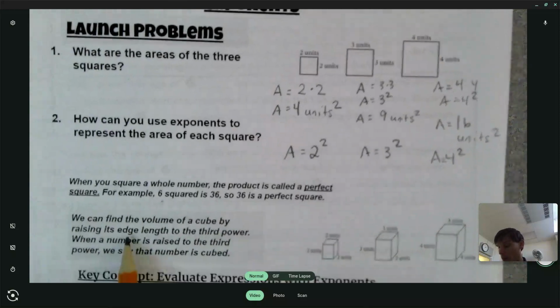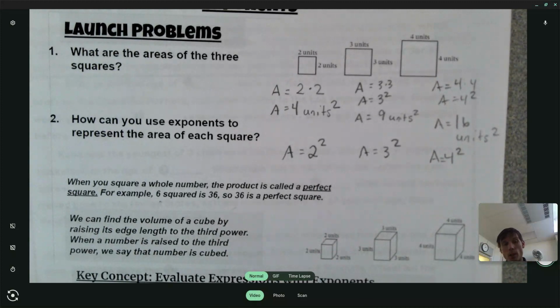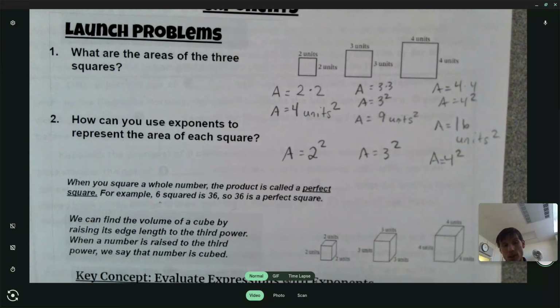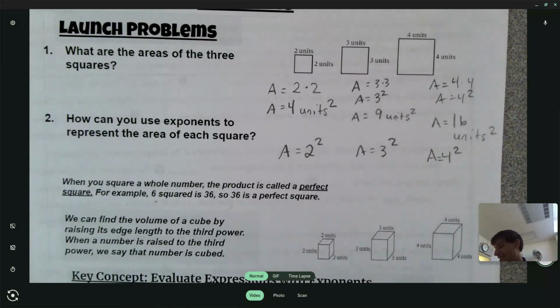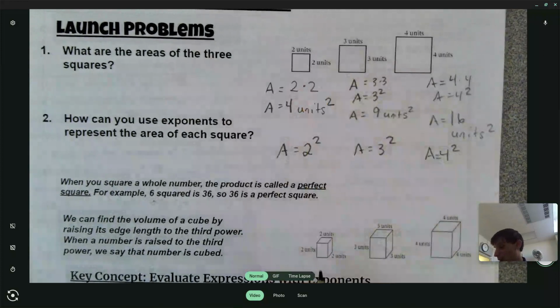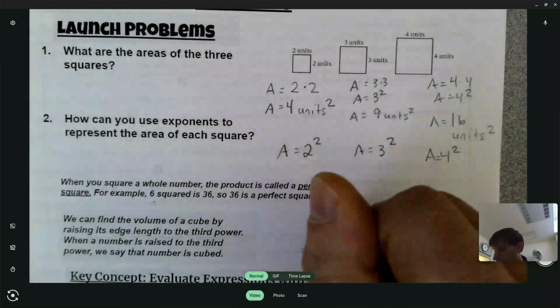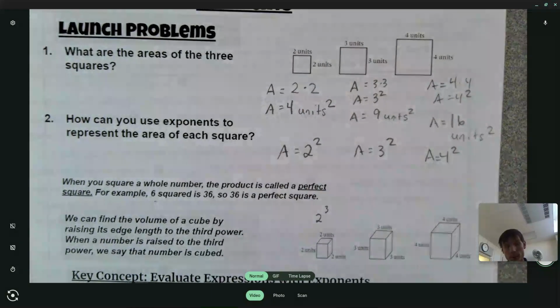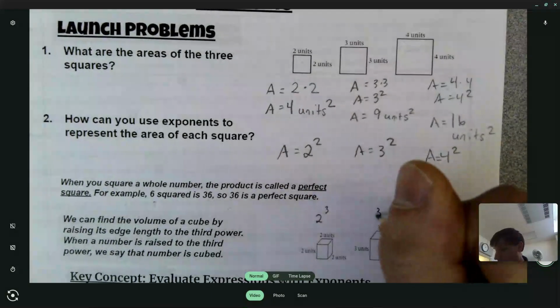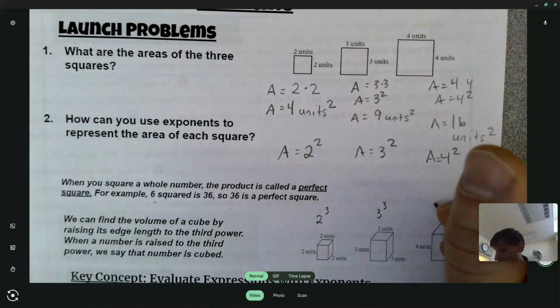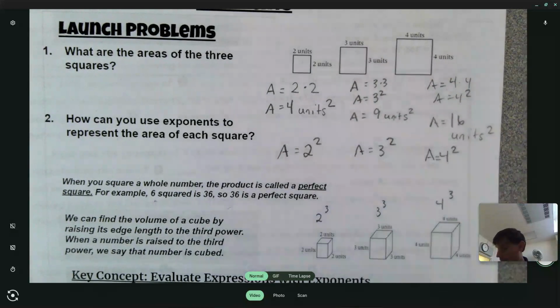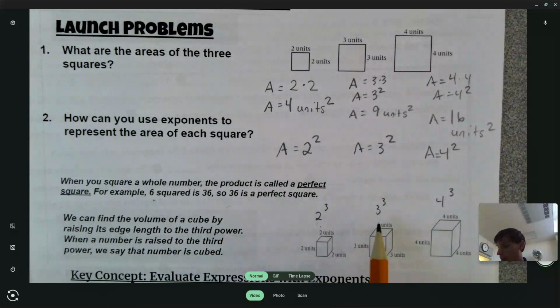Now it says we can find the volume of a cube by raising its edge to the third power. So this is its edge. So instead of looking at it as just 2 squared like that, if we're looking at a cube, we know it's going to be 2 to the third power, right? And 3 to the third power, and 4 to the third power. In other words, 2 cubed, 3 cubed, and 4 cubed.